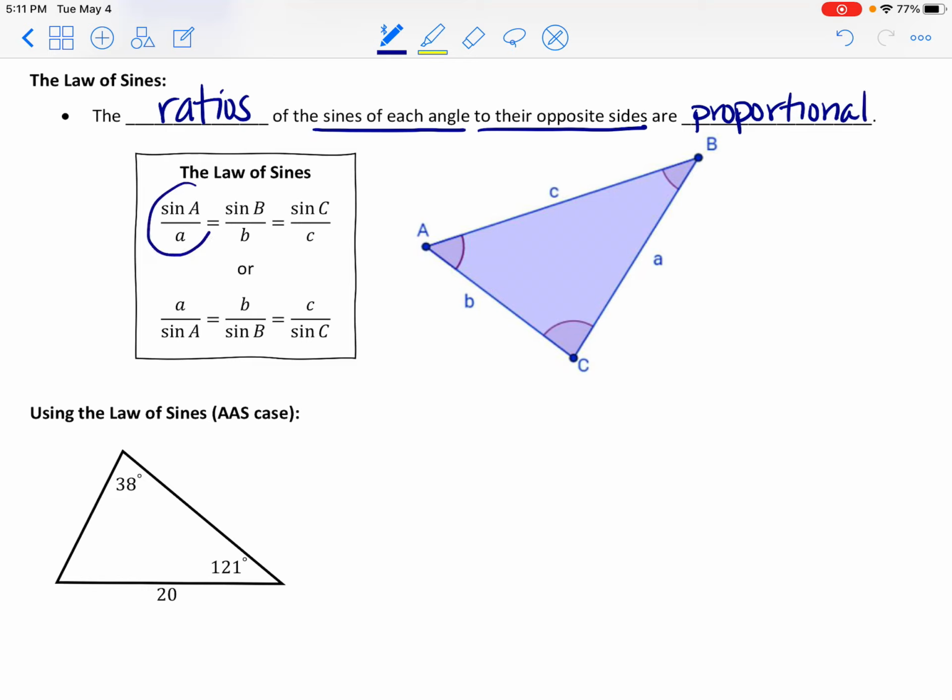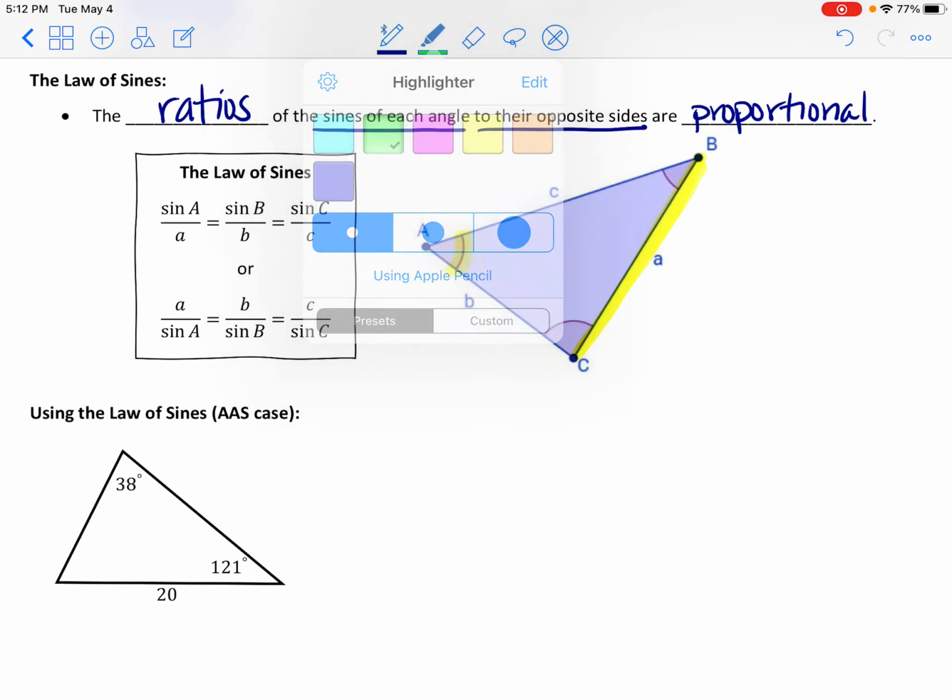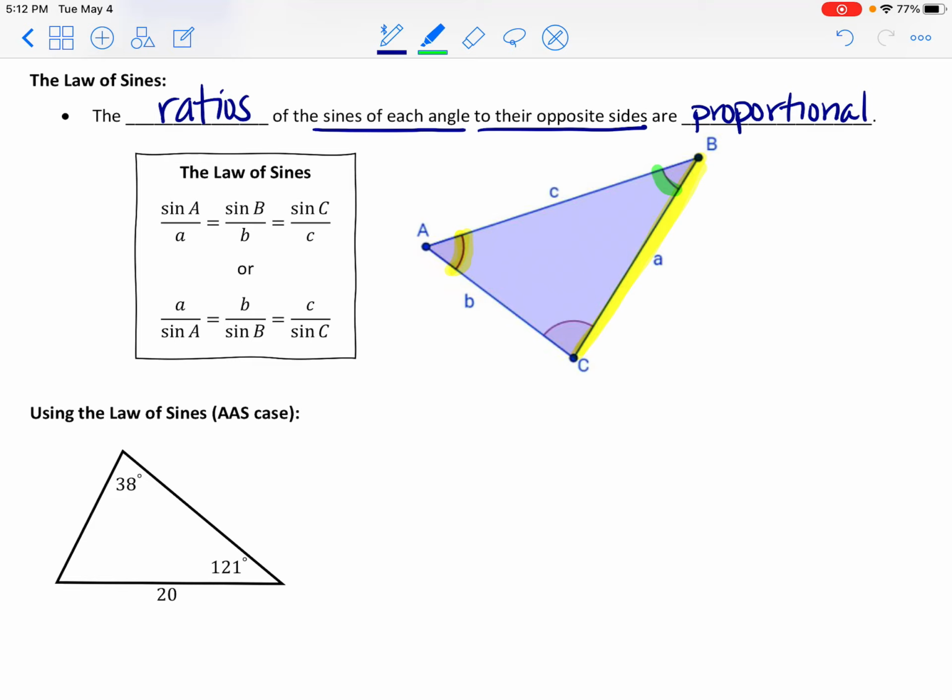So sine of A over A, what I'm looking at is the angle and the side that is opposite of that angle. So if I wrote a fraction of the sine of that angle over its opposite side, or vice versa, put the side over the sine of the angle, either direction this will work, that's going to be equal to any other proportion written in the same way. So for B, here's our angle B. This is the side that is opposite to it. So if I wrote a fraction of the sine of angle B over B, it's going to be equal to the first fraction, which was the sine of A over A.